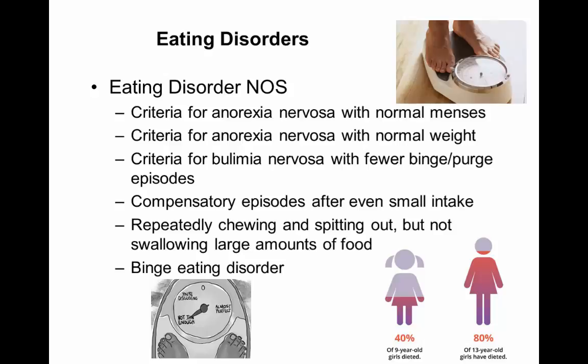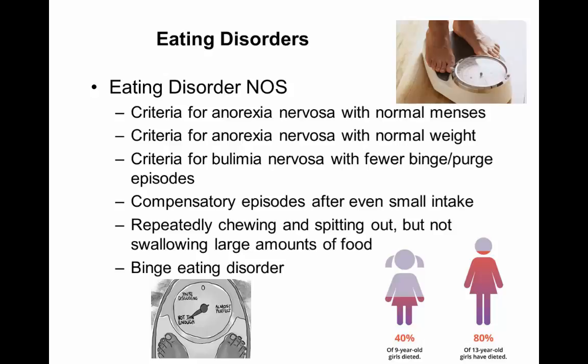Eating disorders may not be just classified as anorexia or bulimia. There is also an eating disorder that is not otherwise specified. This eating disorder, NOS, meets the criteria for anorexia with normal menses. It can also meet the criteria for anorexia nervosa, but the person will have a normal body weight. They may also meet the criteria for bulimia nervosa, but have fewer binging and purging episodes.